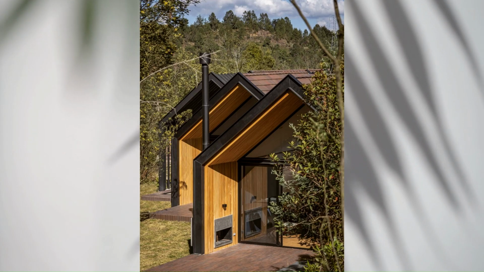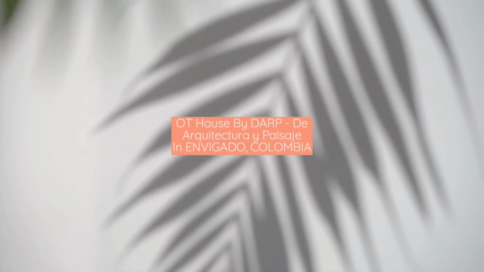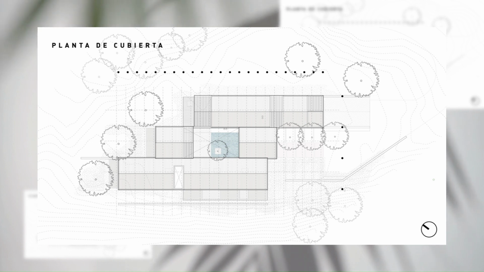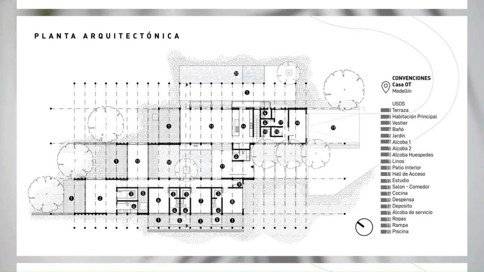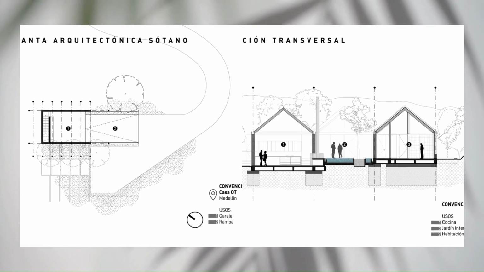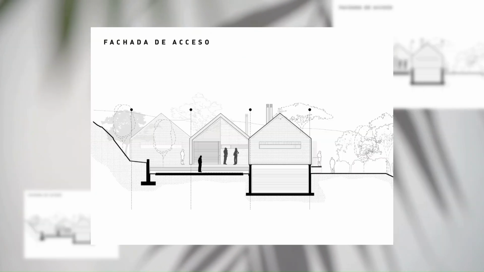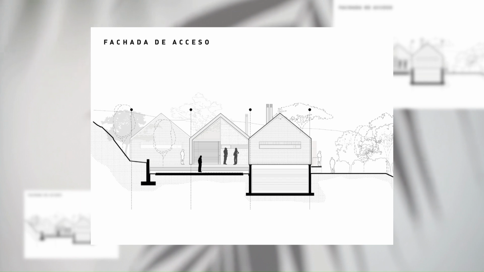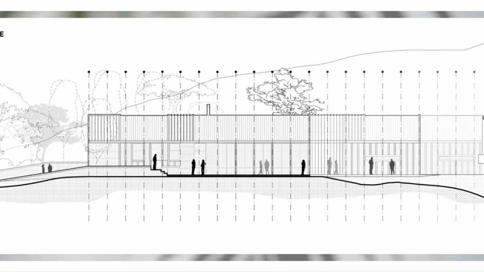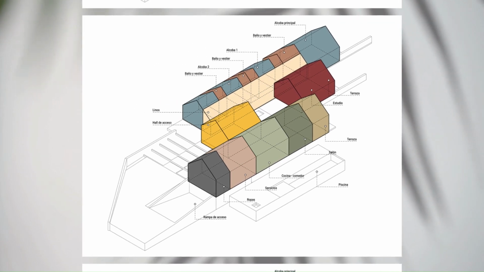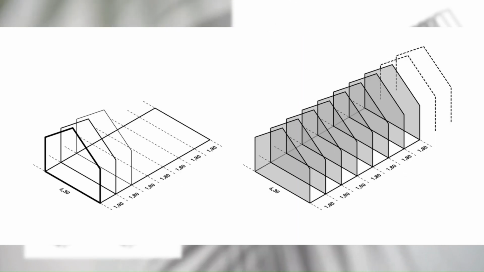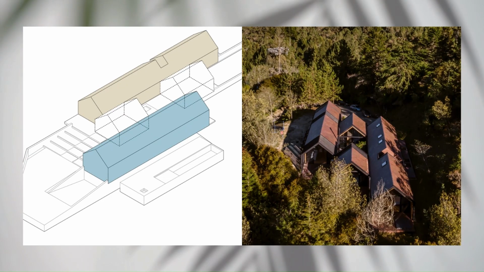The functional scheme of the house rescues and reinterprets the structure of the traditional patio house from the architecture of the Antioquian colonization. The patio is composed of a garden of aquatic plants and native vegetation that acts as the heart of the system, allowing visual connections, transparencies, and improving the lighting and ventilation conditions of the house.